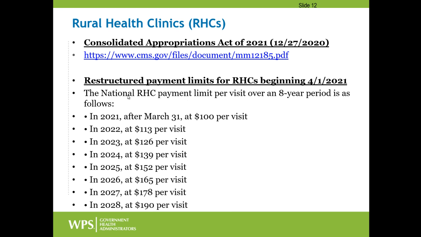So there's a national RHC payment limit per visit. Again, there was before, but the big difference is now it's predetermined and it's a locked-in limit. They give us an 8-year period so far. That may very well be changed by Congress in the future. So 2021, it started at $100, and it's been inflated ever since, all the way to 2028.